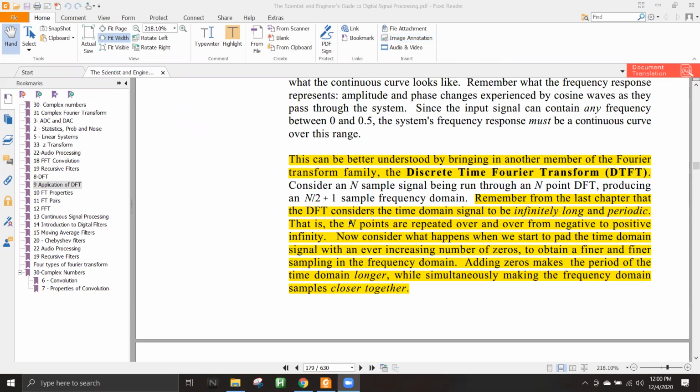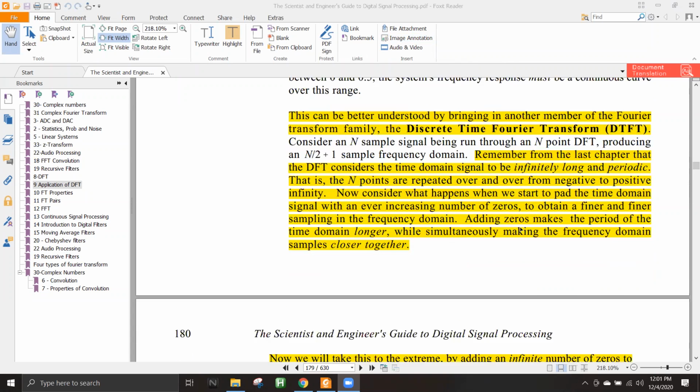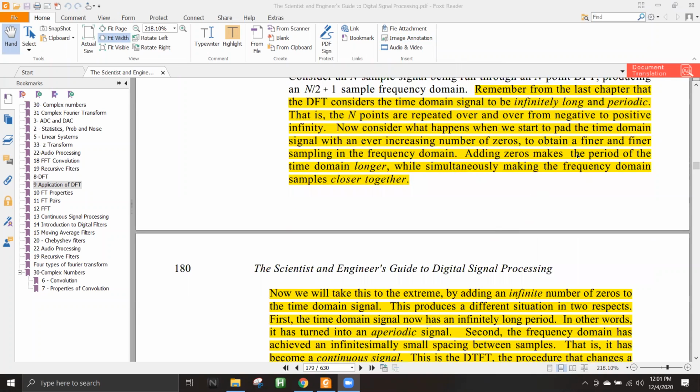Remember from the last chapter that DFT considers the time domain signal to be infinitely long and periodic. How is it infinitely long? By repeating the endpoint signal over and over. So even though we take endpoints, it repeats them over and over to make the signal infinitely long, but periodic, because we are repeating the same thing. That is how it makes the infinitely long signal periodic. But the DTFT considers that this is not periodic. So how can we go from DFT to DTFT?